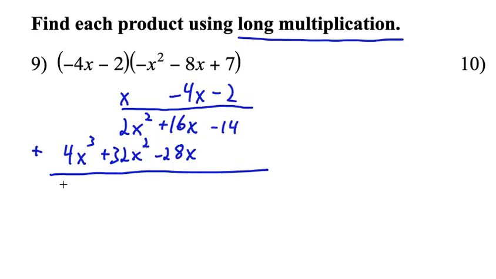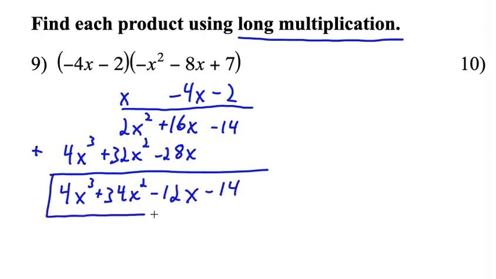And while we do that, we'll be combining our like terms. So we have the 4x cubed. And we have these x squareds here, so that's 34x squared. And then we have 16x minus 28x, so that'll be negative 12x. And the negative 14 just tags along. And there's our product.